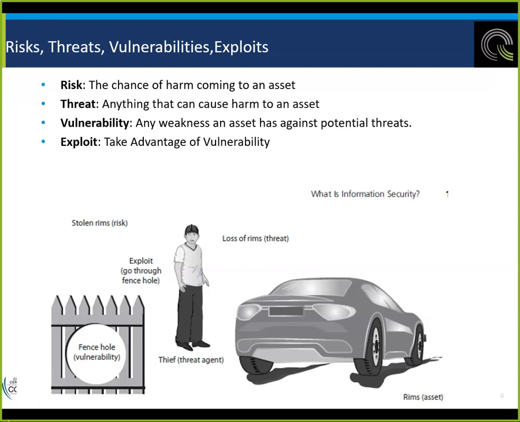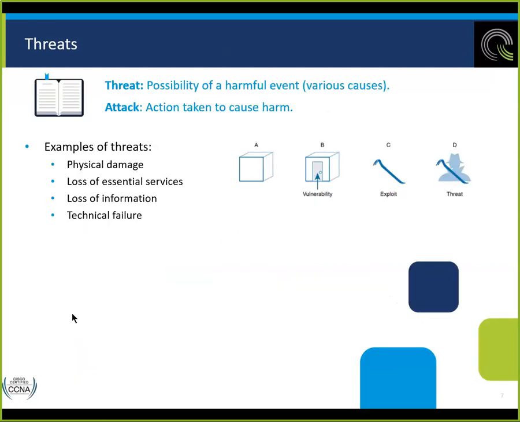The software doesn't work when they try to do that. So we have these elements that are part of our security. We'll go through this thing again. The threat, the possibility of a harmful event. Lots of different causes for that. An attack is an action taken to cause harm. Examples of threats: physical damage, loss of essential services, loss of information, technical failure.